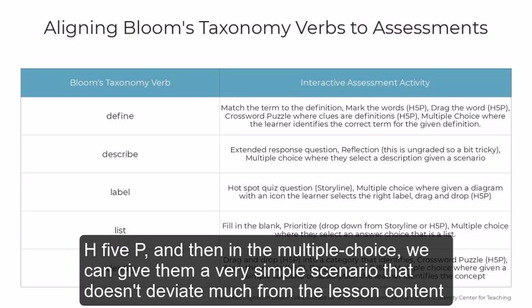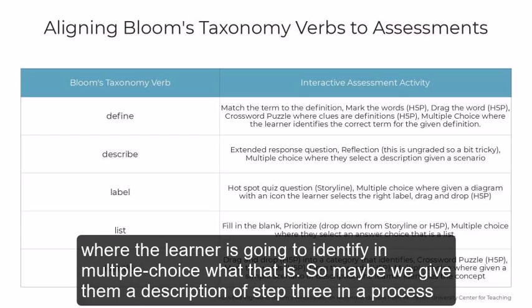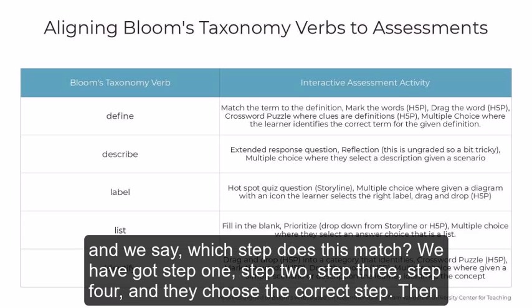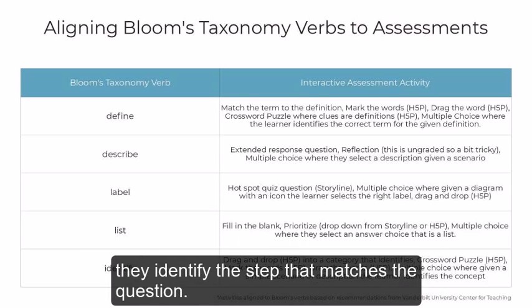And then in the multiple choice, we can give them a very simple scenario that doesn't deviate much from the lesson content where the learner is going to identify in multiple choice what that is. So maybe we give them a description of step 3 in a process and we say, which step does this match? We have step 1, step 2, step 3, step 4, and they choose the correct step. Then they identify the step that matches the question.